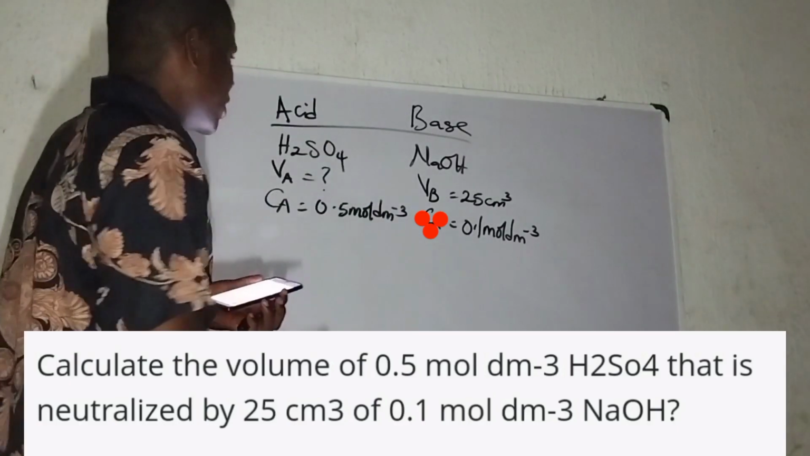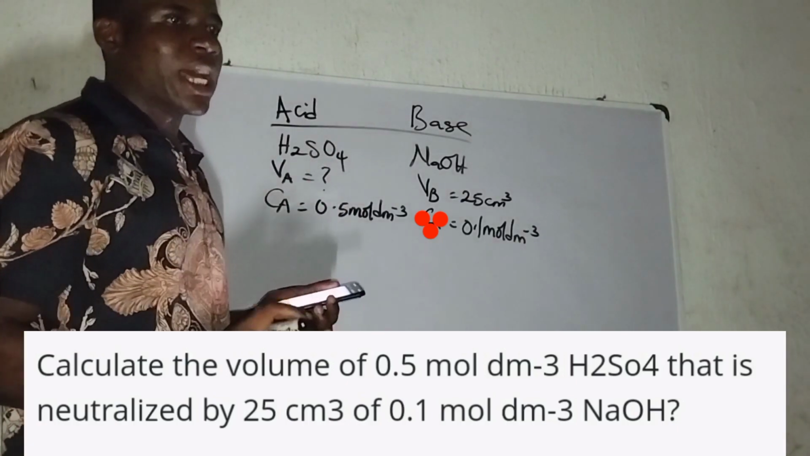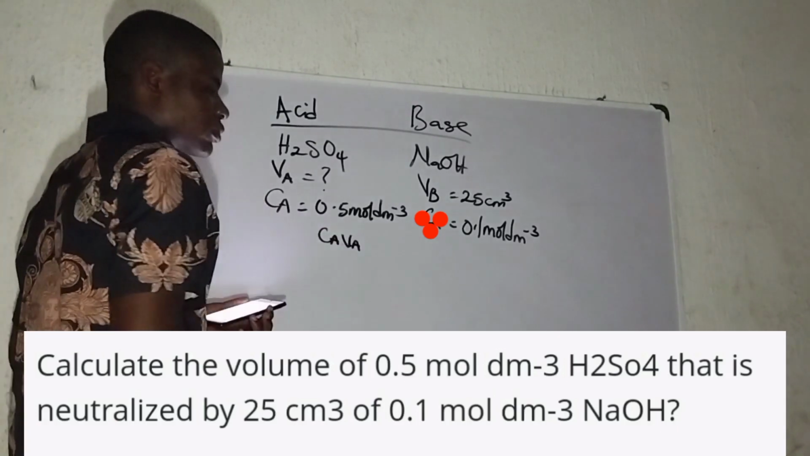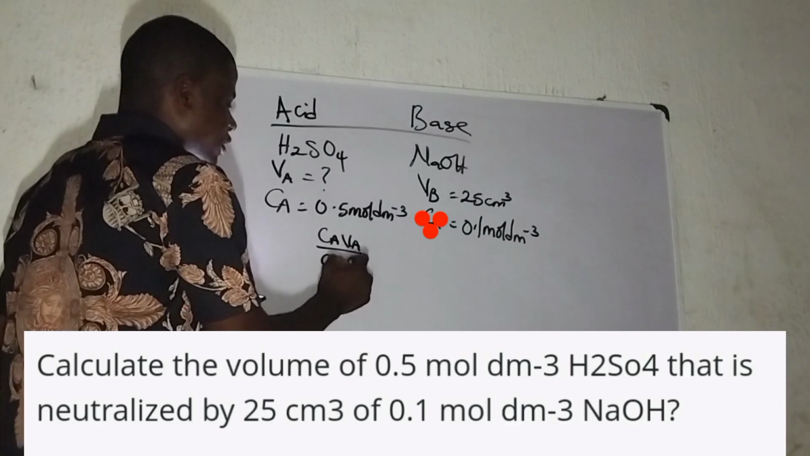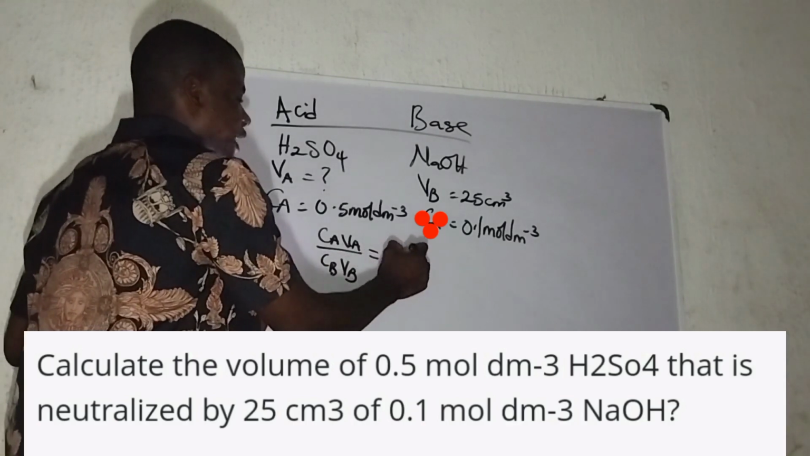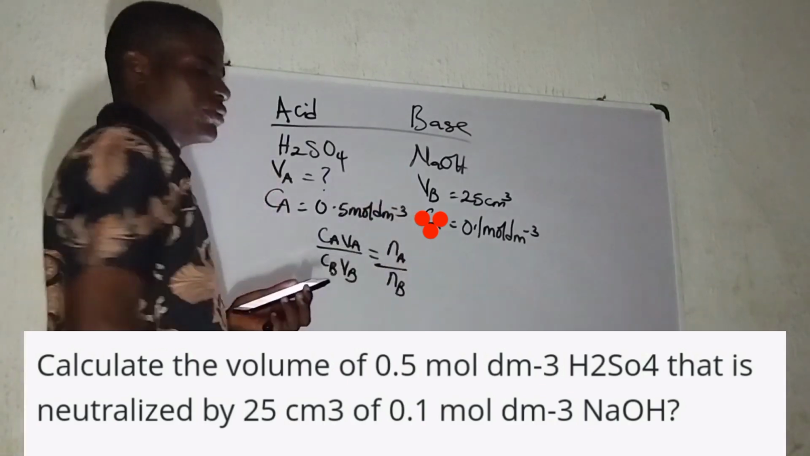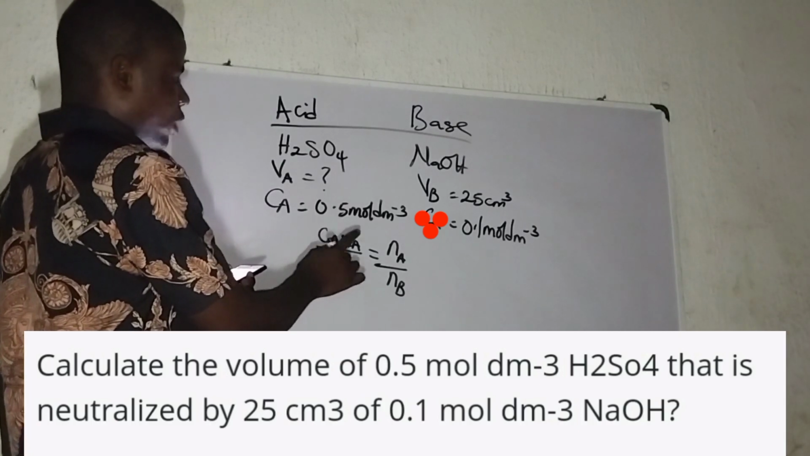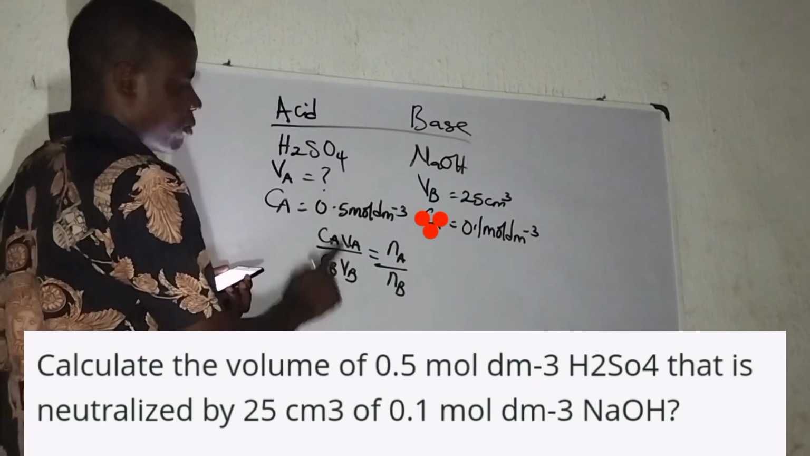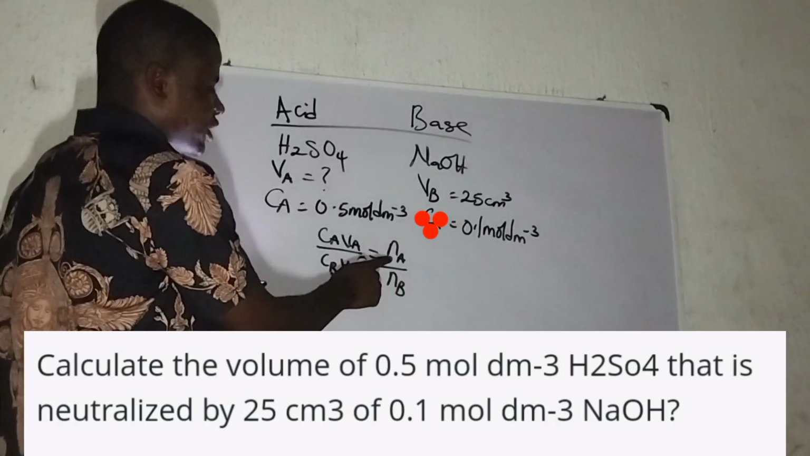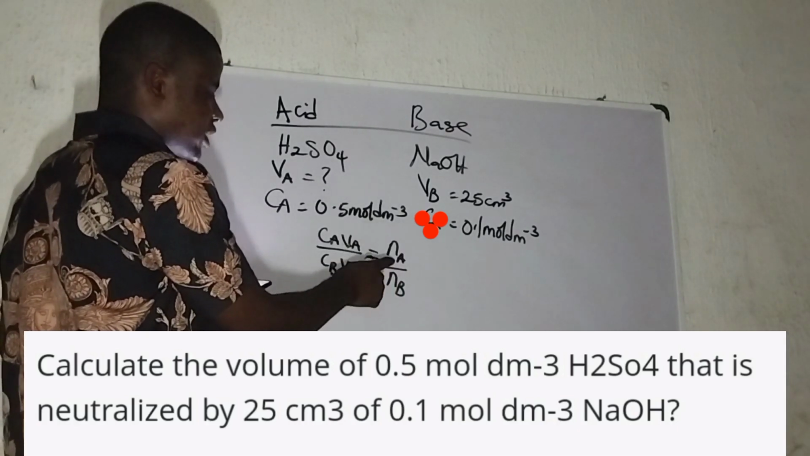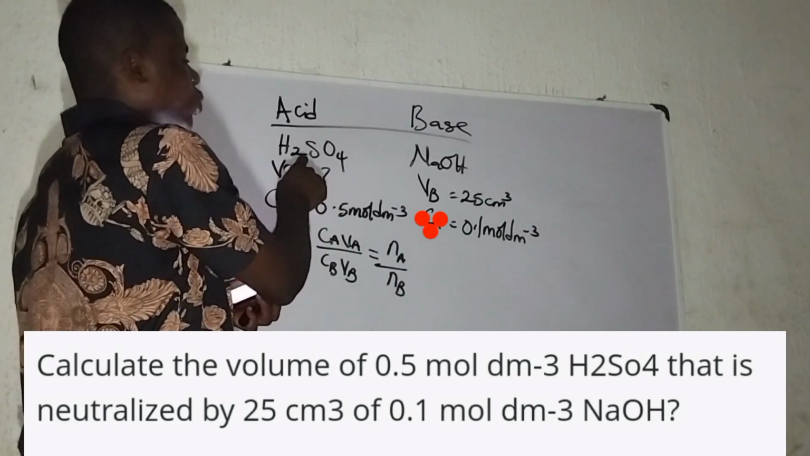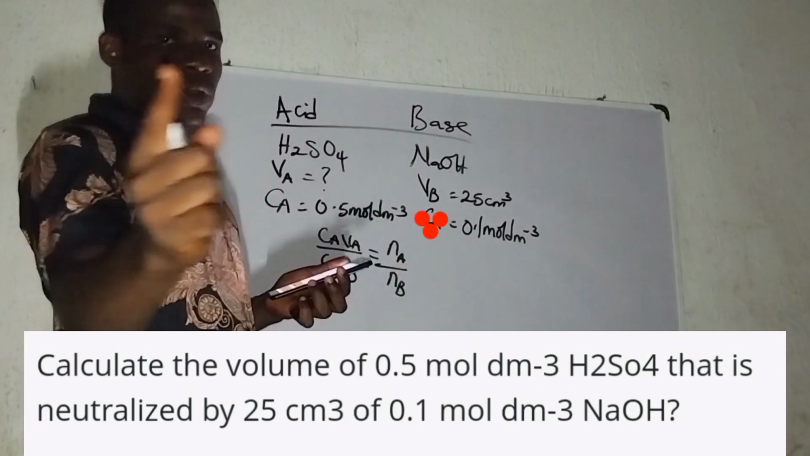It should interest you to know that in acid-base titration, we have a formula that says CaVa over CbVb is equal to Na over Nb. This is the formula. You've seen that they gave this, we are looking for this, they gave this, but these two things are remaining. Na is the number of moles of acid, and Nb means number of moles of base. It means that we have to show a reaction where H2SO4 is reacting with NaOH. That's what we are going to do next.